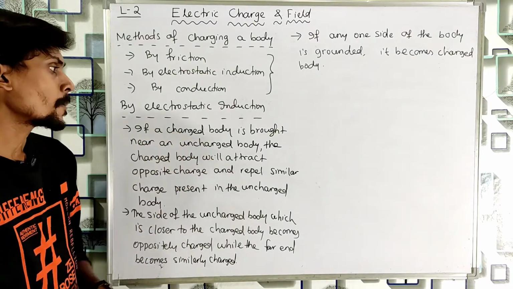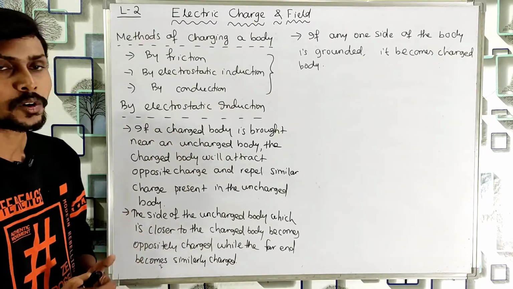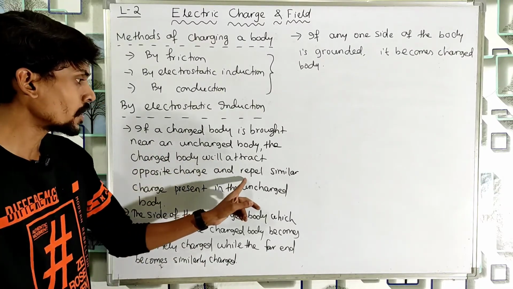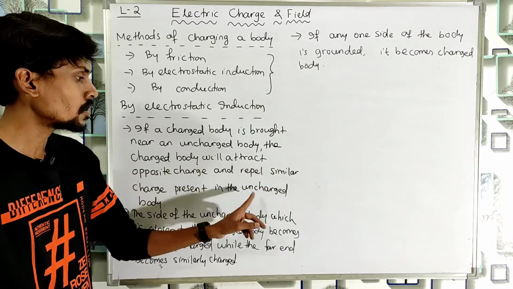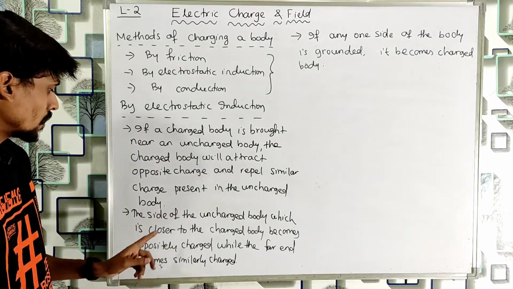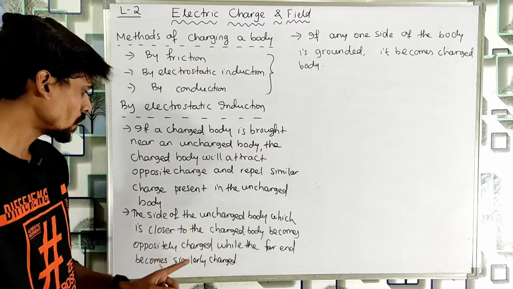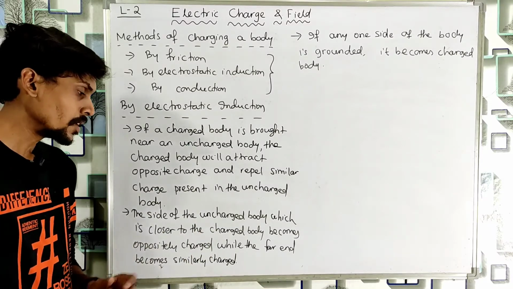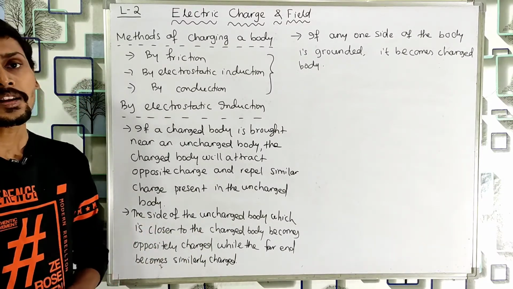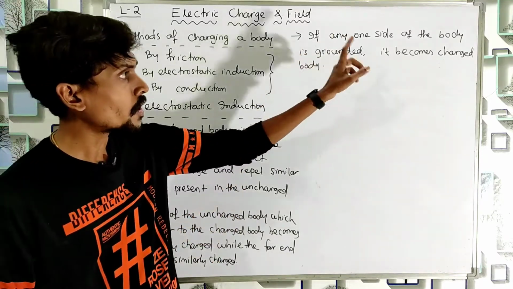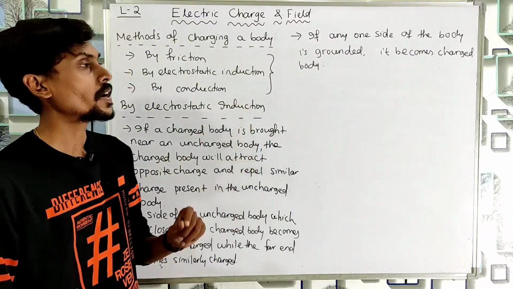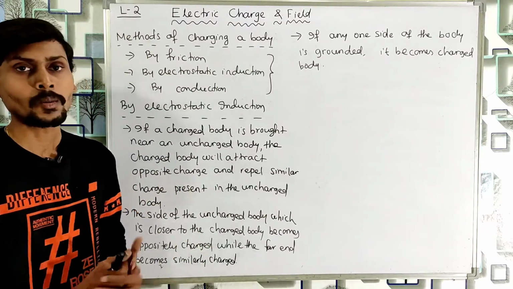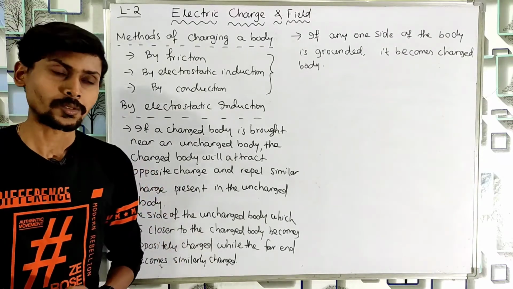If a charged body is brought near an uncharged body, the charged body will attract opposite charge and repel similar charge present in the uncharged body. The side of the uncharged body which is closer to the charged body becomes oppositely charged, while the far end becomes similarly charged. If any one side of the body is grounded, it becomes a charged body. So after reading these three points, we will discuss one example of how this method works.